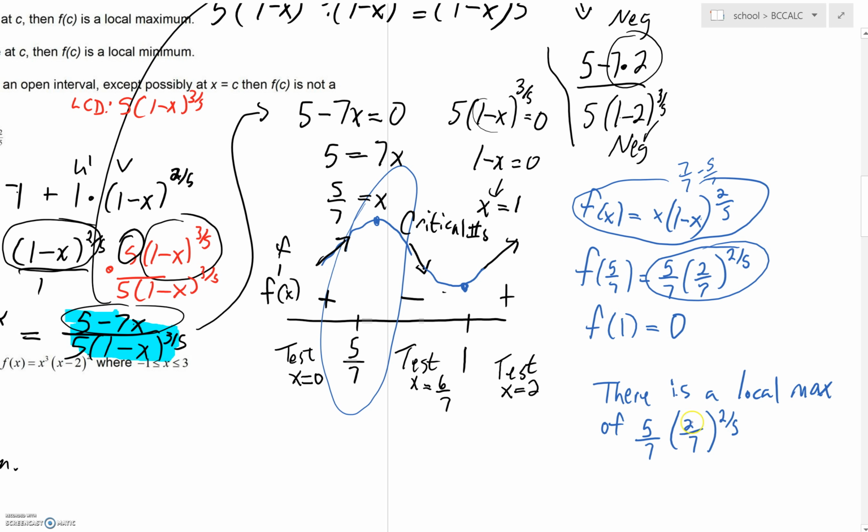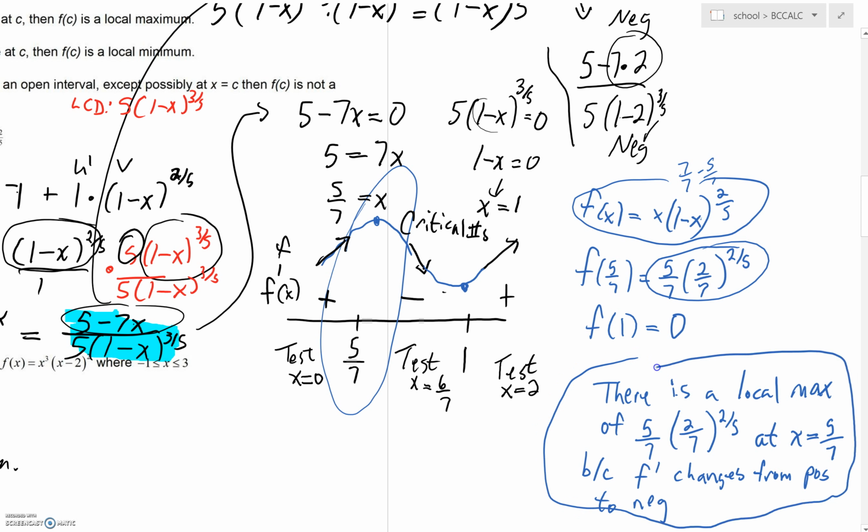There's a local max of, always name the y value. The max value or the min value is a y value. And then tell where it occurs. You can say at x equals 5/7, and then we give the justification why. Because f prime changes from positive to negative. So that's your local maximum. We'd say there's a local max, name the y value, state where it occurs, give a reason. That's so important.